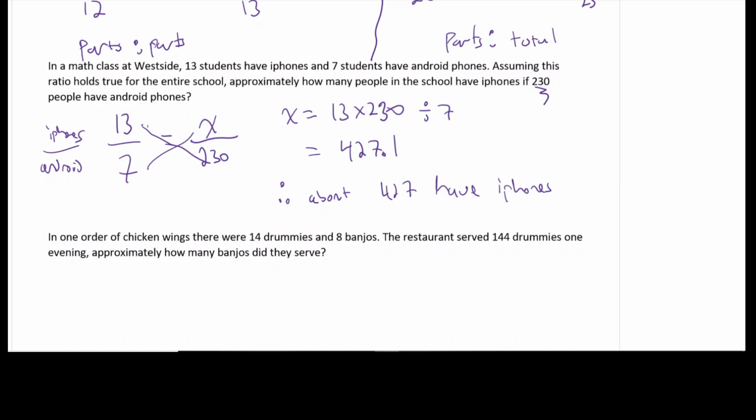And I'll just double check. In the starting ratio, iPhones was bigger. In the ending ratio, iPhones is still bigger. So that's a good check that we haven't mixed up the spots.